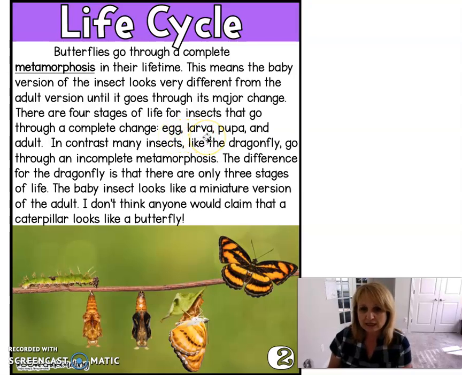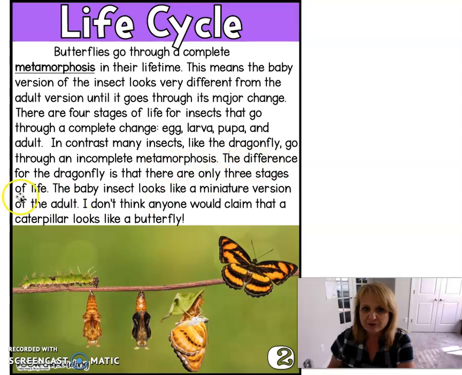And a larva kind of looks like a little teeny tiny worm. And then a pupa, and that's as they are spinning into their cocoon or coming out of their cocoon. And I'll show you some pictures of that in just a minute. And finally, an adult. In contrast, many insects like the dragonfly go through an incomplete metamorphosis.